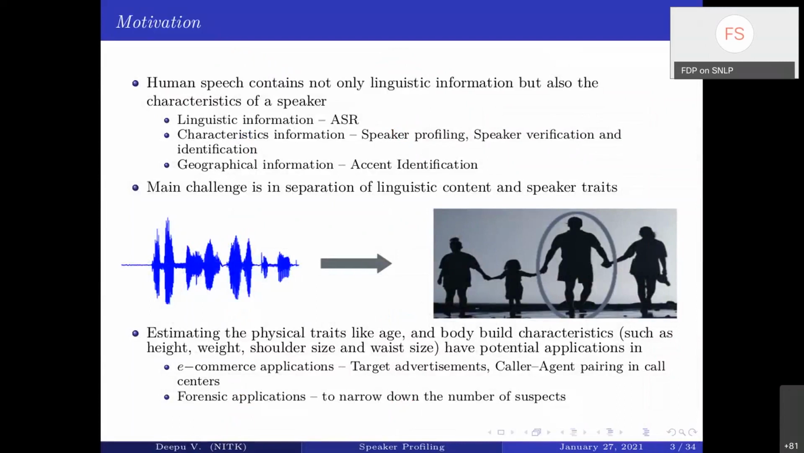These are very basic speaker profiles. And in our context, we wanted to estimate some of these physical traits from the speech. So we started looking at age and body build characteristics. Body build in the sense of basic stuff like height, weight, etc. So that's the problem statement. You have somebody's speech recorded and you would like to find their age and height, for example.